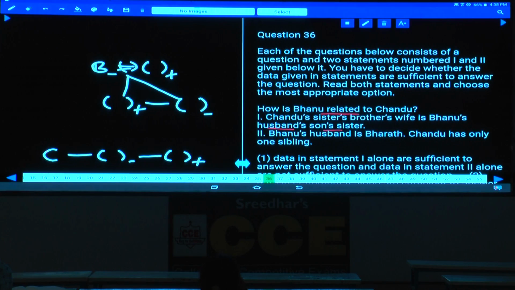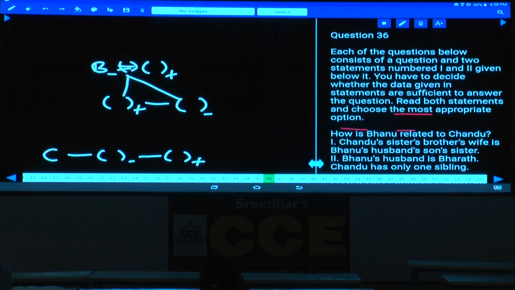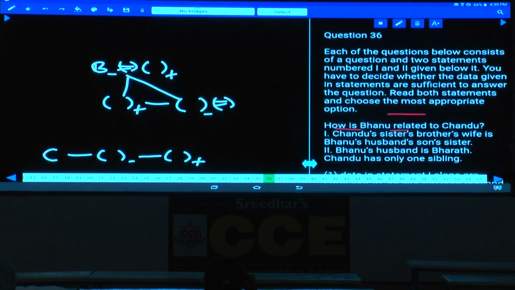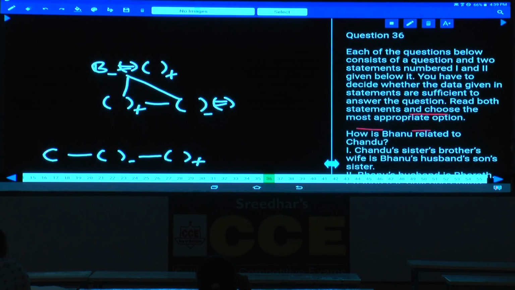Hence, who is this person here? Now, this person is the wife of whom? Chandu's sister's brother. Now, Chandu's sister's brother's wife. Chandu is here. Chandu's sister's brother's wife.